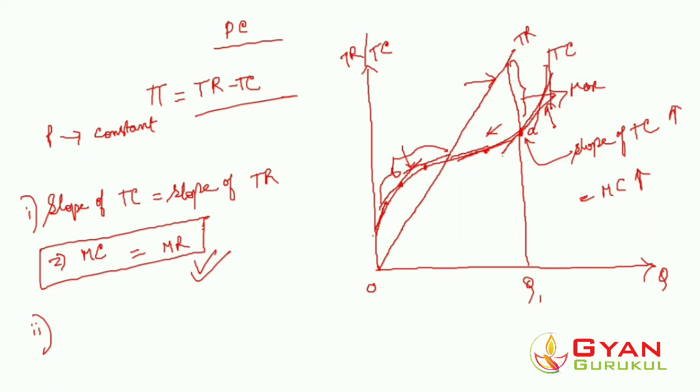Now this second condition is fulfilled over here at point A. That's why point A would be our profit maximizing output level. So what is the second point? The second point is that the slope of TC should be increasing at the point where we achieve the profit maximizing point, or we can say that the marginal cost is increasing. These are the two conditions that you have to fulfill in order to achieve the profit maximizing level of output under perfect competition.